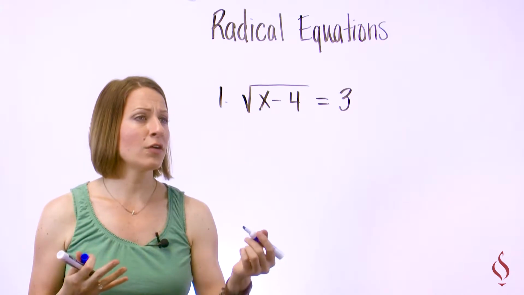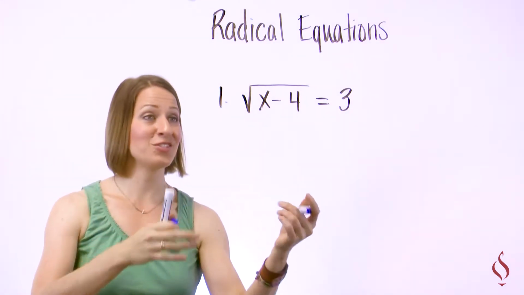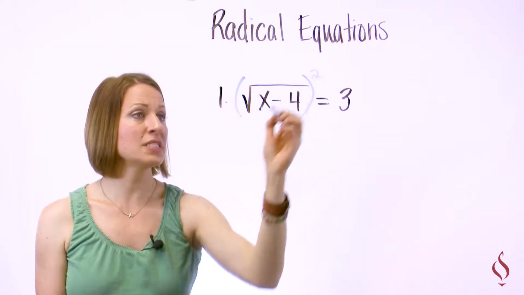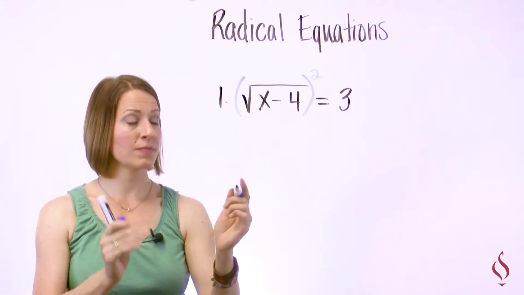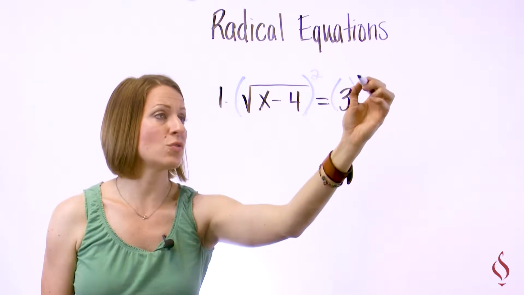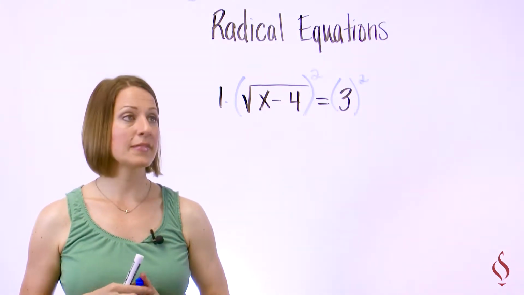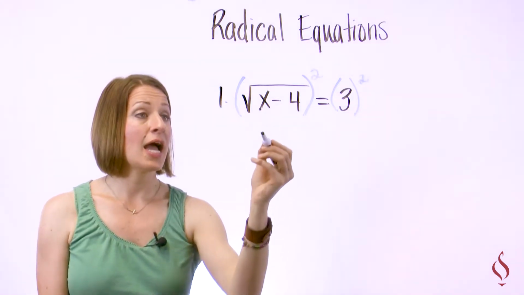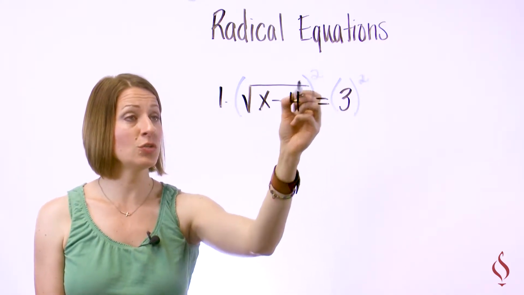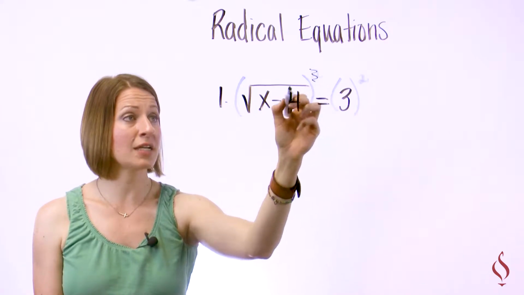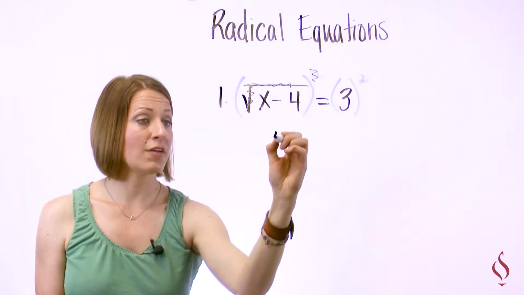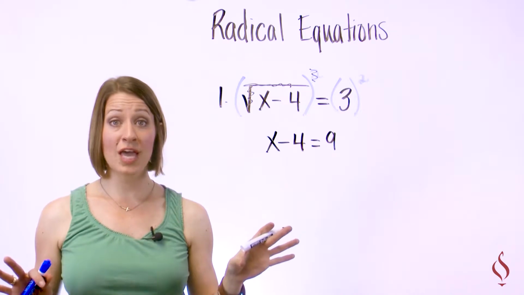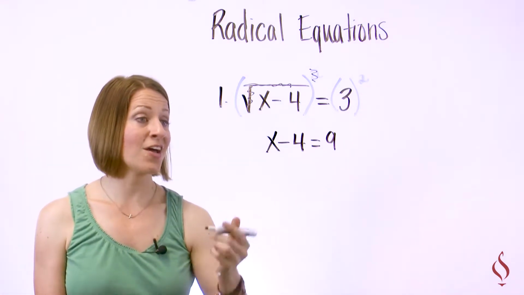Just like any other equation, what we do to one side, we have to do to the other side. I want you to draw parentheses around that entire radical expression, and then you're also going to have to square the 3. Using that little example with squaring radical 3, this exponent 2 is going to cancel out this radical, and you're left with x minus 4 equals 9, because 3 squared is 9. Look how easy this is.